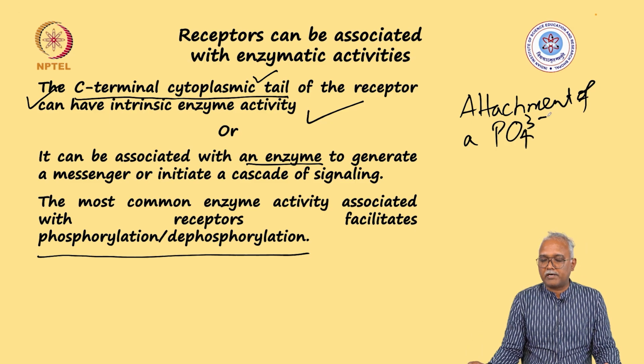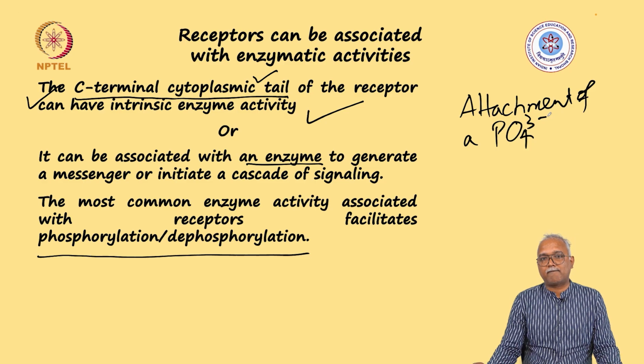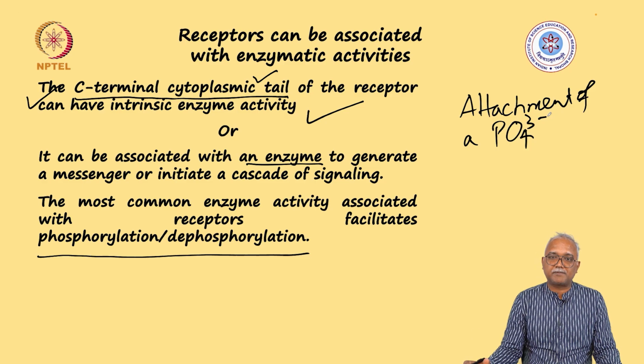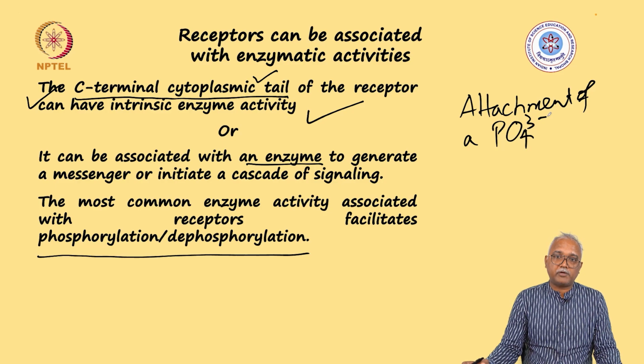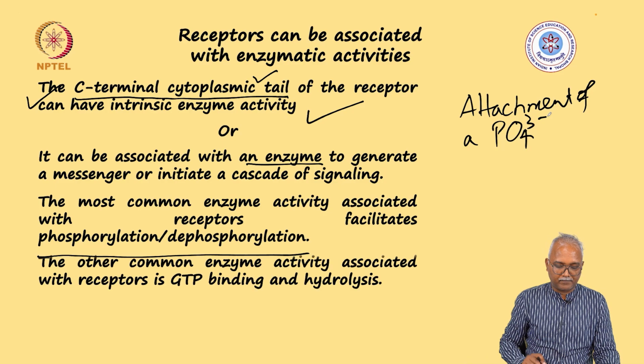and dephosphorylation is removal of that. There are specific enzymes which catalyze these processes. More often than not, many of these receptors have kinase activity which helps in the attachment of the phosphate group. But you need a dynamic process of attachment and removal of phosphate. That's why there are activities associated as phosphatase activity with these receptors.